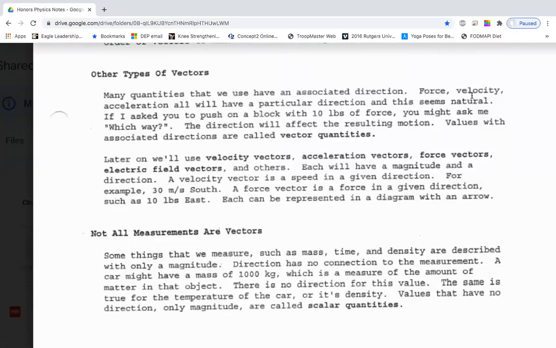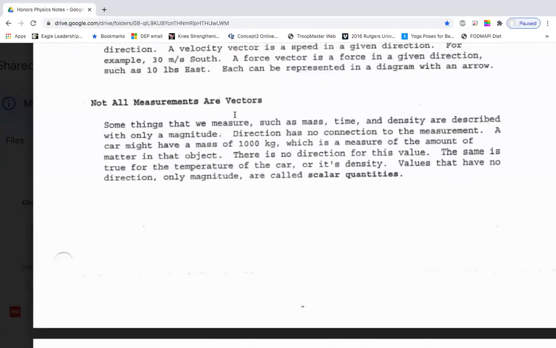Now, velocity has a speed and a direction. So the speed, for example, the speedometer of your car just tells you how fast you're going. It doesn't tell you the direction. So if you wanted to put a direction to that, that would turn it into a velocity. That's discussed right here.